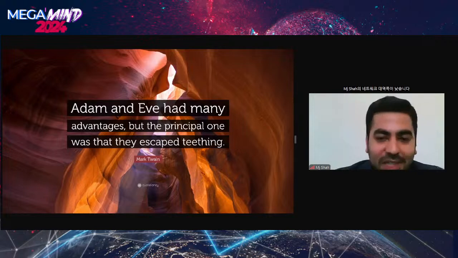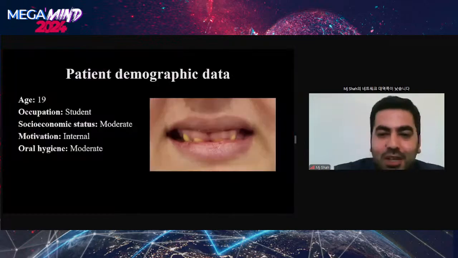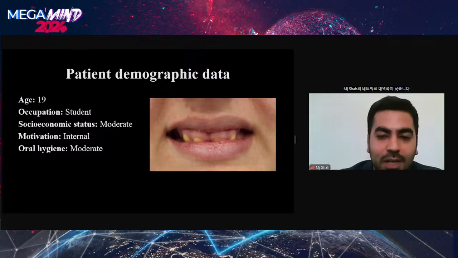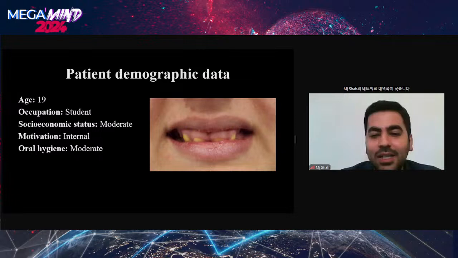Teething could be a challenging process in some people, like my patient. She was a 19-year-old girl, most of whose teeth didn't erupt in the mouth. This led to multiple problems, including chewing and speaking disorders. She didn't have enough confidence and rarely smiled. Her social relationships were limited due to her dental appearance, and she suffered from depression.